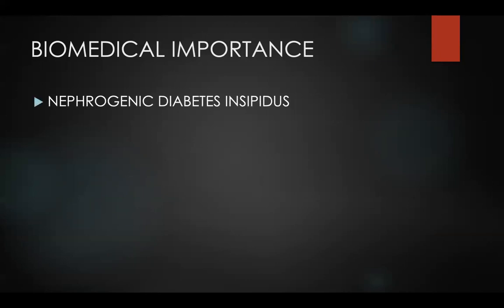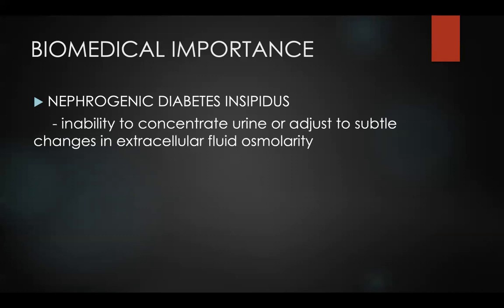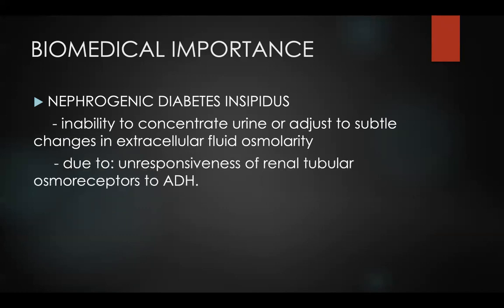Another biomedical importance of water is that it is involved in nephrogenic diabetes insipidus. In this disease, there is an inability to concentrate urine or adjust subtle changes in extracellular fluid osmolarity, which also depends on water levels inside the body. Nephrogenic diabetes insipidus is due to unresponsiveness of the renal tubular receptors to antidiuretic hormone.